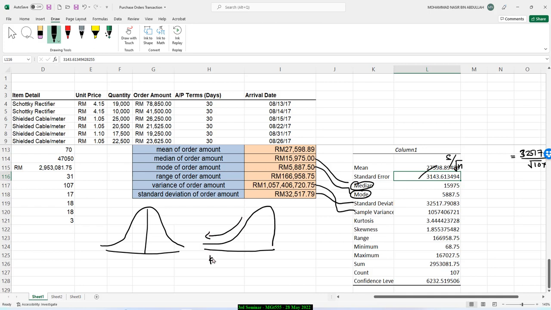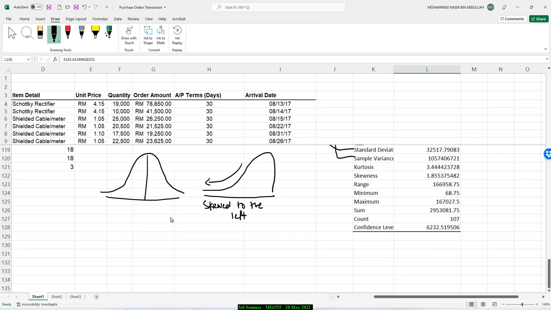a skewed to the left. And kalau kita dapat skewed, tail dia memanjang ke kanan, right, tail dia memanjang ke kanan, so ini adalah skewed to the right. Skewness selalunya kalau amount dia sama dengan kosong, right?